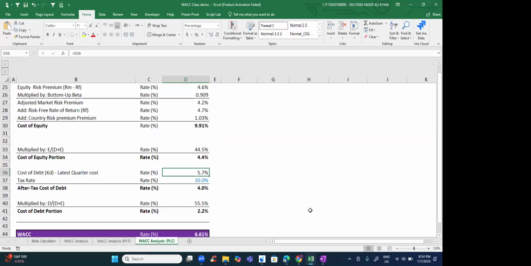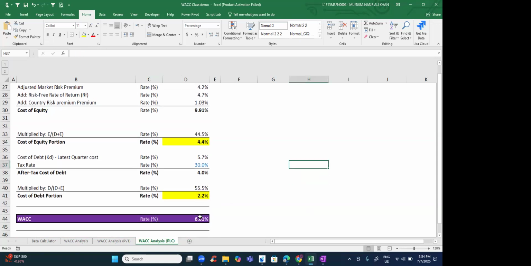Cost of debt was 5.7, tax rate is 30%. After-tax cost of debt is 4%. Multiply the cost of debt with the debt proportion and then add these two. That is our WACC. That's how you will do it for a publicly listed company.